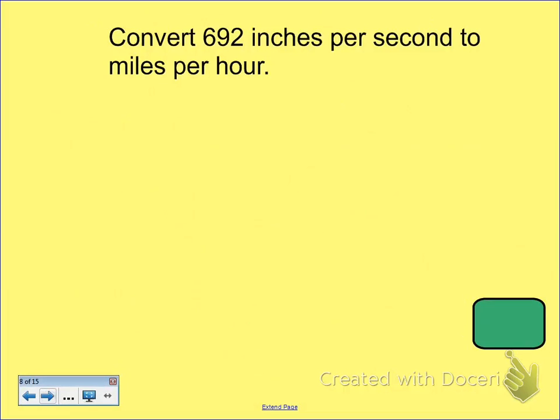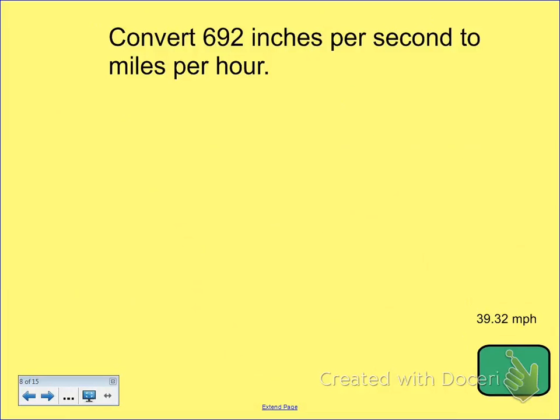Okay, next one. Convert 692 inches per second to miles per hour. So take a moment, stop the video, try this one out on your own, and then come back and check your answer. Okay, for this one you should have gotten 39.32 miles per hour. If you got that, continue on to the next question. If not, stay along for the explanation.